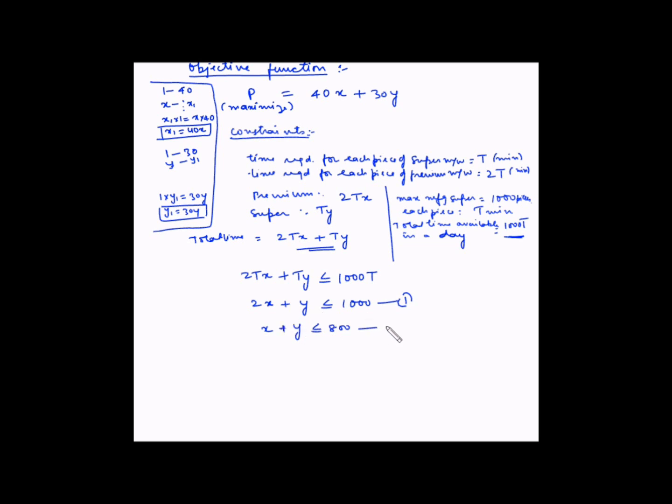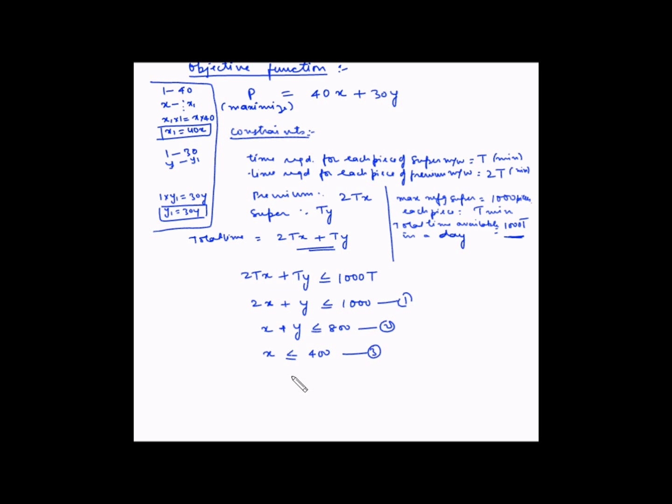So this becomes our second constraint. Next, we have been given that the suppliers of premium microwave can deliver only 400 casings per day. So basically you cannot manufacture more than 400 premium microwaves in a day. So what that means is that X has to be less than or equal to 400. This is our third constraint.